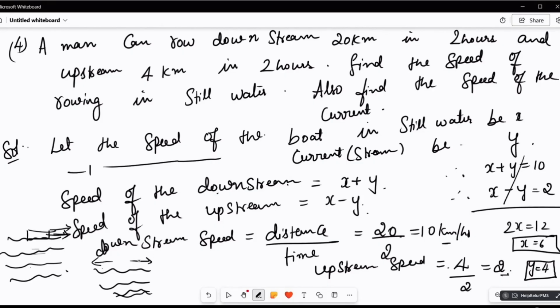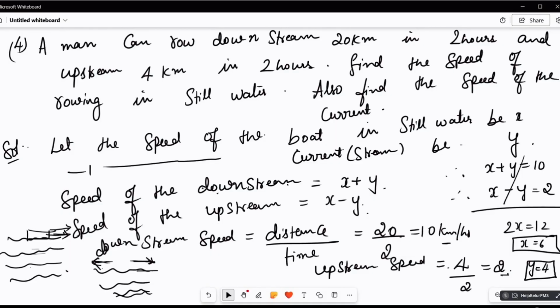Okay. Now river is moving in this direction, boat is moving in the opposite direction. Okay. Now actual speed of the boat will be there. Now that will reduce. So what it will become? Speed of the boat minus speed of the river. It is x minus y. So that we call it as upstream.